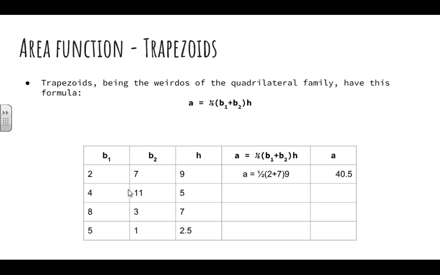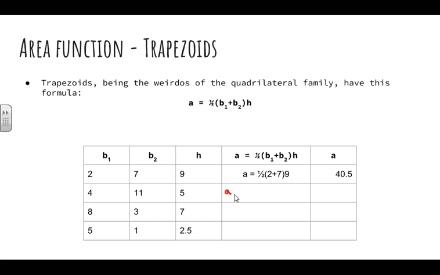All right, so for example, a trapezoid with a base 1 of 2, a base 2 of 7, and a height of 9 will make this formula. Area equals 1/2 times 2 plus 7 times 9, which is 40.5. All right. What if your base 1 is 4, your base 2 is 11, and your height is 5?